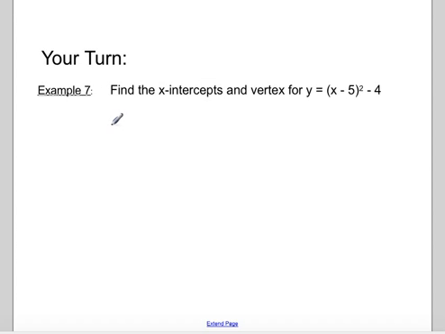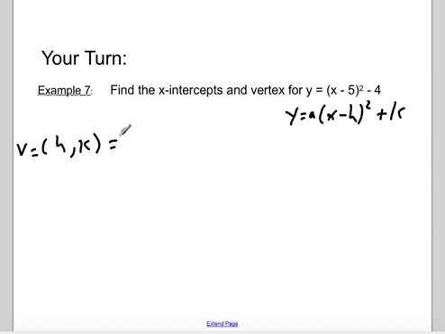So I'm going to go ahead and do this with you, x-intercepts and vertex here. So let's do this together. Vertex, hopefully you can see it right away now. We're starting to get used to this vertex form. Remember, this is your vertex form: (h, k) is your vertex. So in our example, what's going to be our vertex? It's got to be (5, negative 4).